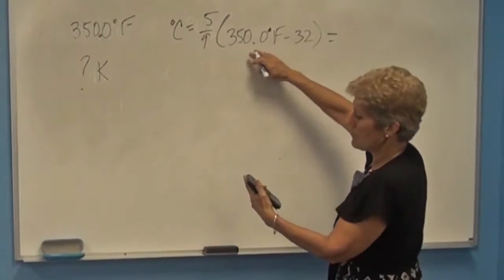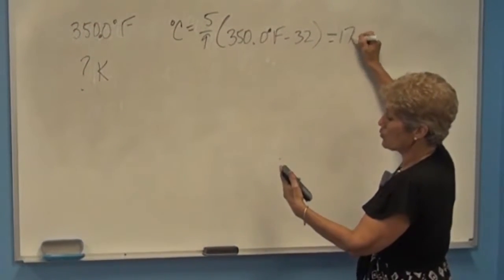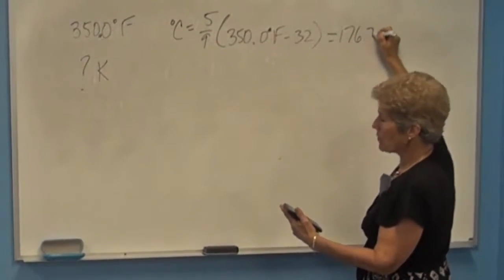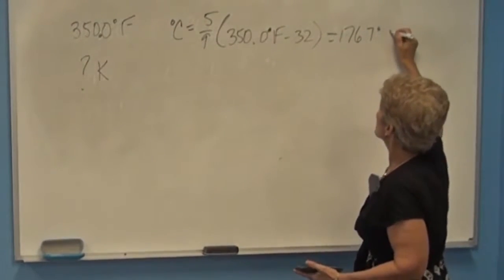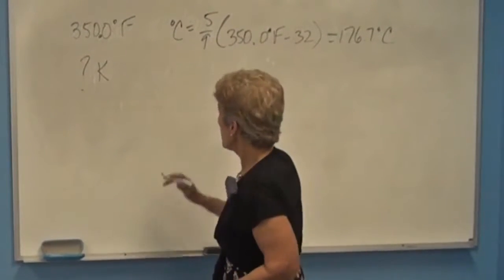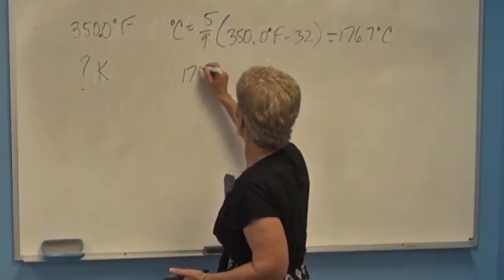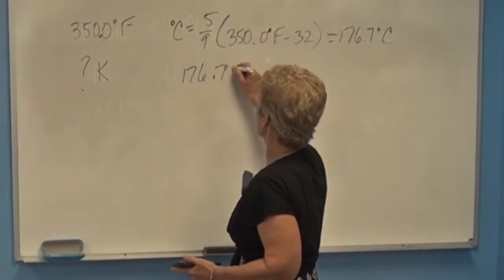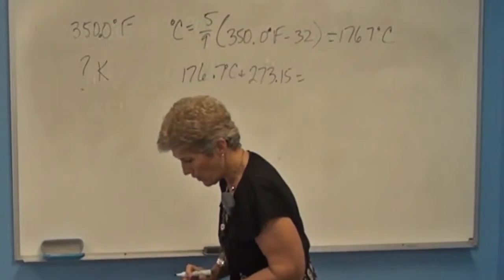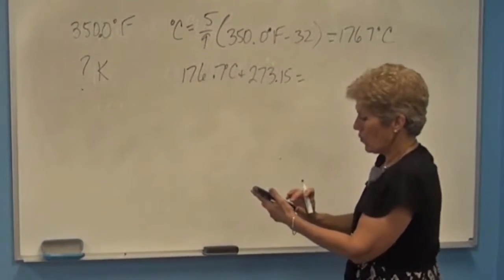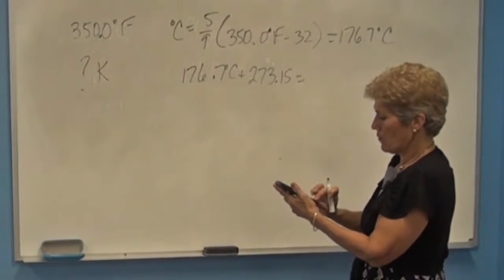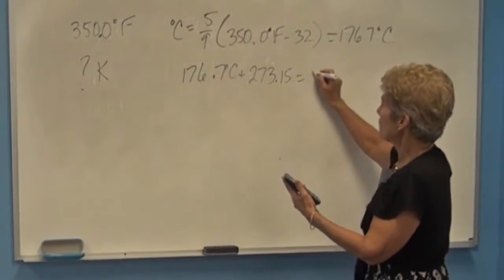And we have 4 significant figures. So what's in my calculator is 176.666666667. So to go to 4 significant figures, I'm just going to go to 7 here. This is degrees Celsius. Okay. And then we know that Kelvin is 176.7, this is my degrees Celsius, plus 273.15, which is going to give me my answer in Kelvin. And so I'm going to go 176.7 plus 273.15 equals.